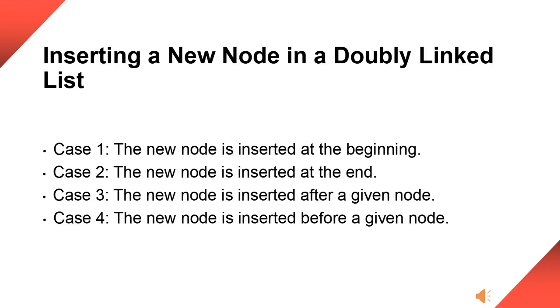In a doubly linked list, we can insert a new node in four ways. Case 1 is the new node is inserted at the beginning. Case 2 is the new node is inserted at the end. Also we can insert the new node after a given node, and case 4 is the new node is inserted before a given node. So let's discuss it in detail.